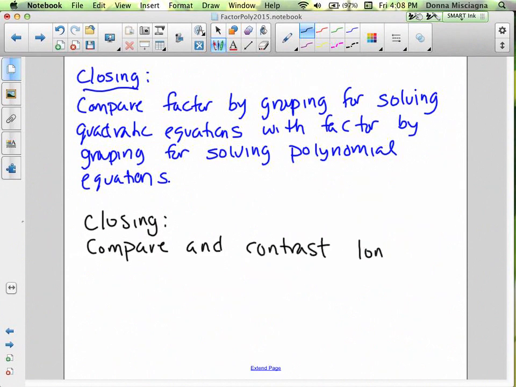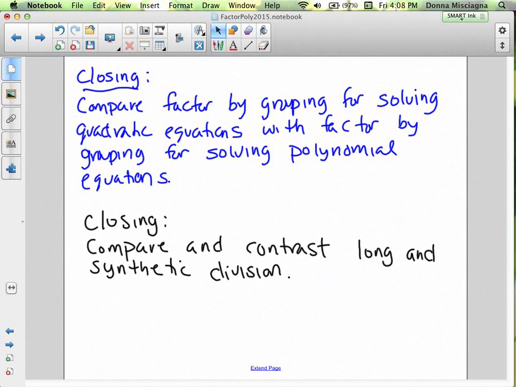long and synthetic division. And don't just write down exactly what I said. You can use my words, use what I put in my notes, but maybe put a little bit into your own words. So compare and contrast long and synthetic division. Tell me how they're the same, how they're different, kind of like I did earlier in this podcast. And that is your closing. You can stick it under Thursday or Friday's closing, giving you 2 closings for this week.